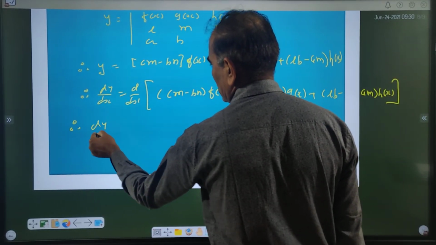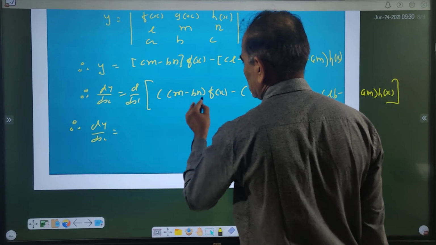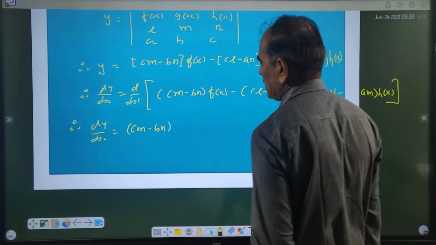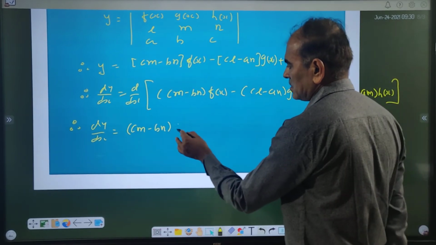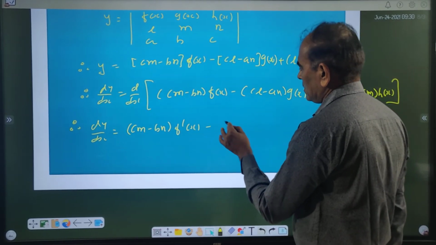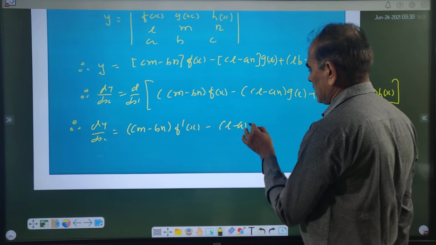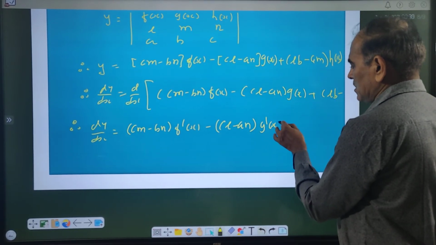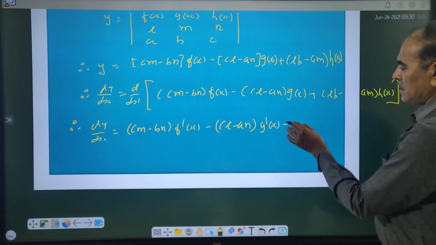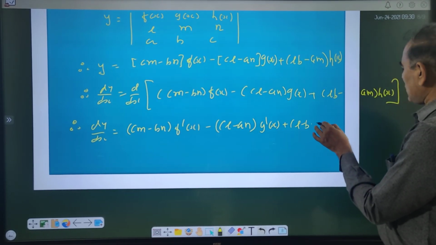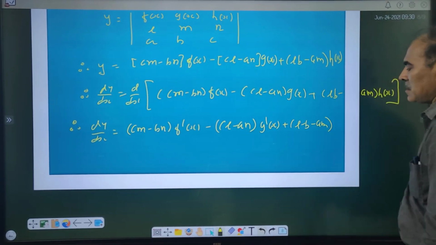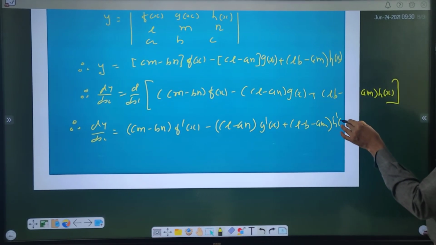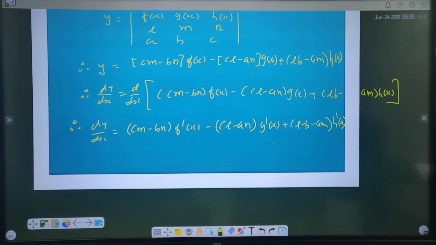And therefore dy by dx is equal to, this one is a constant term, (Cm minus Bn) into d by dx of f(x), which is nothing but f'(x), minus (Cl minus An) into d by dx of g(x), which is nothing but g'(x), plus (Lb minus Am) into d by dx of h(x), which means nothing but h'(x).